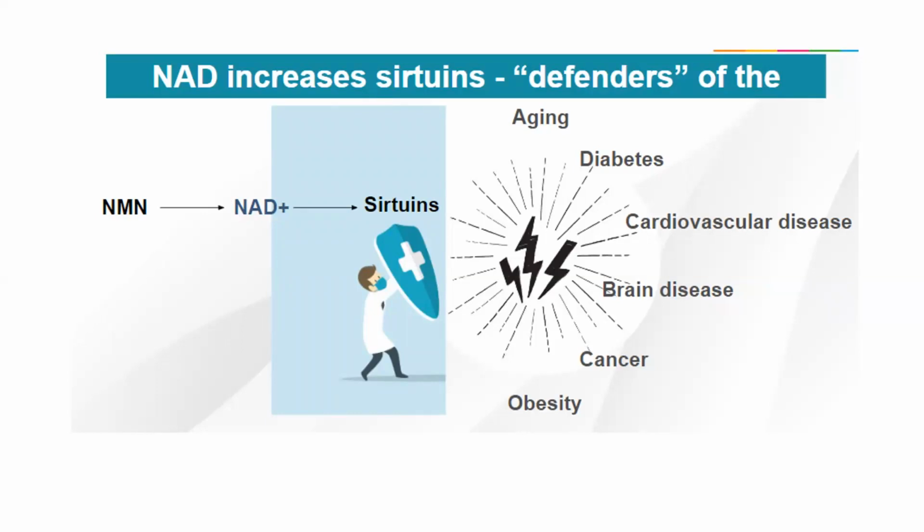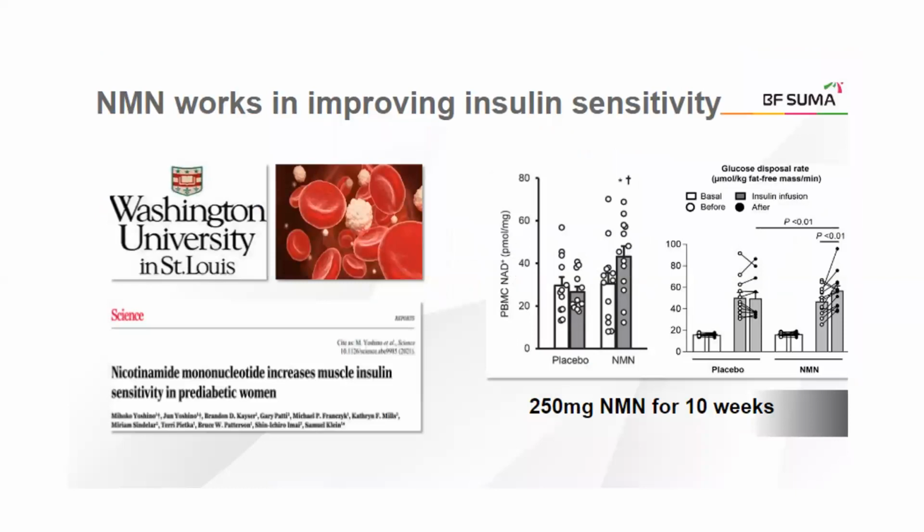And for sirtuins, we have 7 in number, and most of them have their specific function. But we are dwelling on diabetes because sirtuin 1 is what increases what we call insulin sensitivity. So NMN works in improving insulin sensitivity.